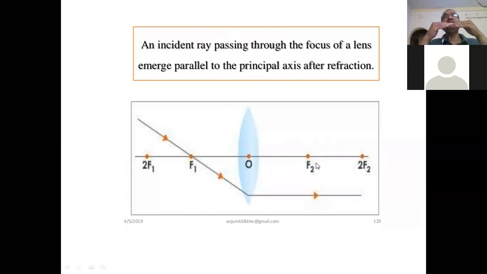What is the principal axis? The axis or the line passing through the center of the lens, it is called as the principal axis. The plane which passes through the center of the lens but perpendicular to the principal axis, it is called as the principal plane. And the point of intersection between the principal plane and the principal axis, it is called as the principal point or nodal point. So the light passing through this nodal point is undeviated. The light passing through this nodal point or center of the lens is undeviated.